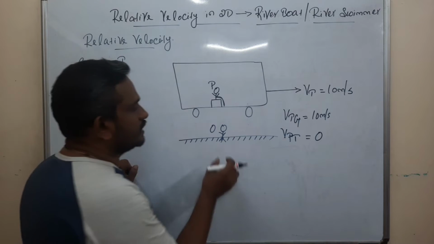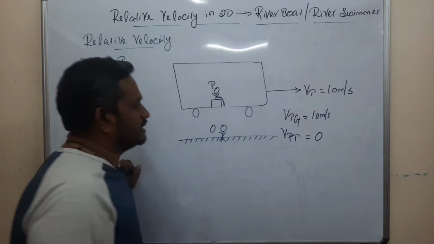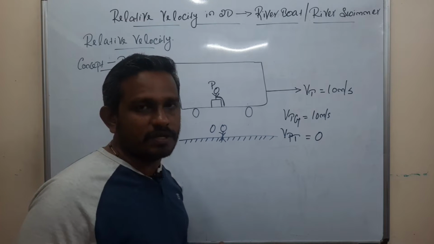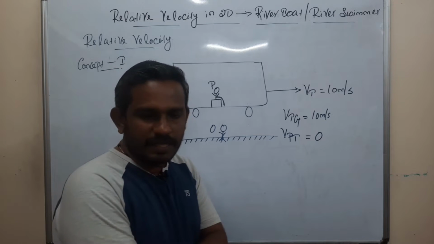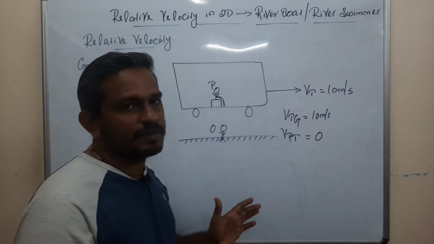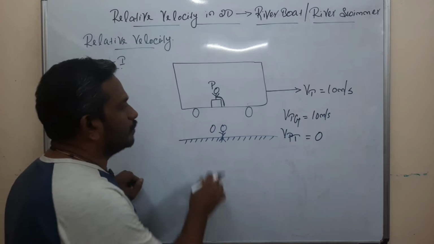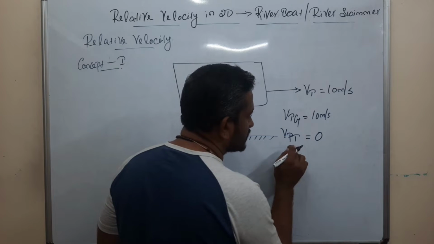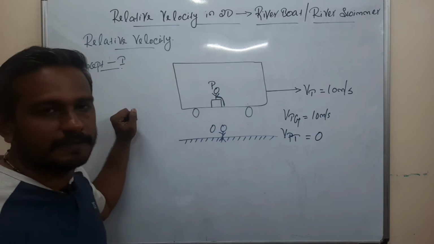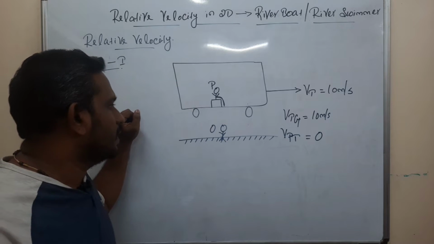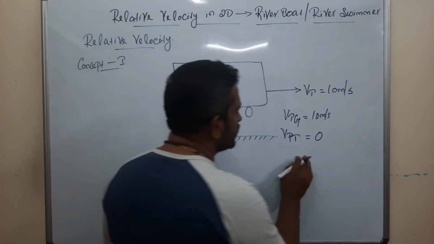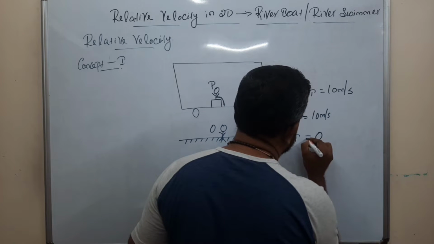When the observer is inside the train, sitting near the passenger, and he sees the passenger, the passenger is at rest, not moving. So V_PT, the velocity of the passenger with respect to the train, as seen by the observer also sitting inside the train, is equal to 0 meters per second.